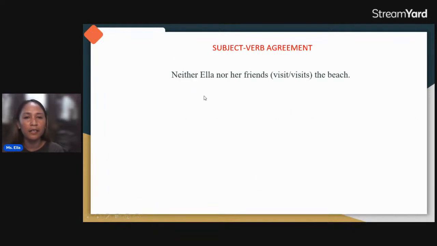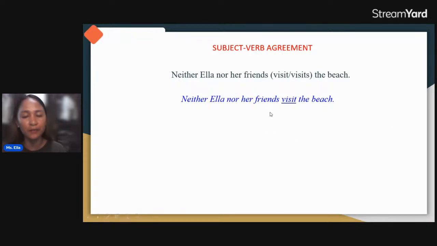Now, let's have the next sentence. We have neither Ella nor her friends visit or visits the beach. Again, neither Ella nor her friends visit or visits the beach. So, what is the proper verb for this sentence? Is it visit or visits? Okay, so the correct answer here is neither Ella nor her friends visit the beach. Why is it visit?